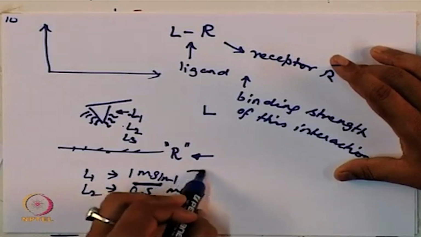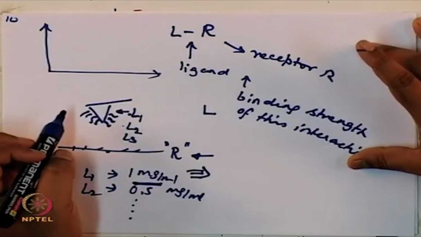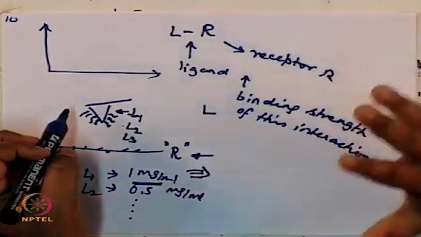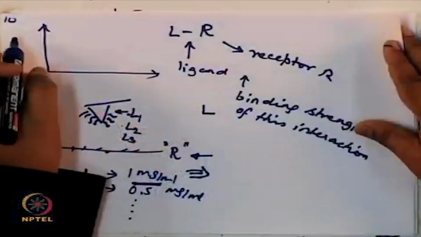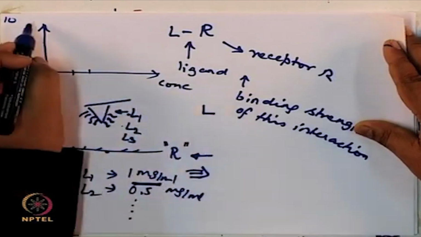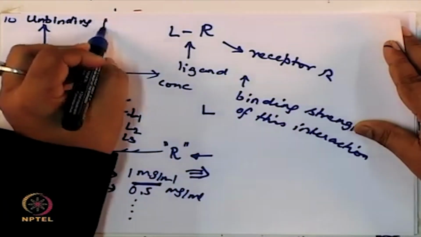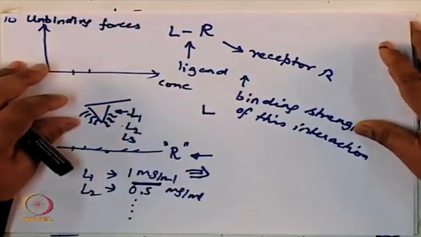You do not know exactly how many molecules of this particular ligand are there on the tip. So, it is an estimate, an approximation; you know the scaling, but you do not know the exact value. So, how will you go ahead and do it? Let us say I plot the unbinding force. This is my concentration axis and I plot my unbinding forces that I measure using an AFM.